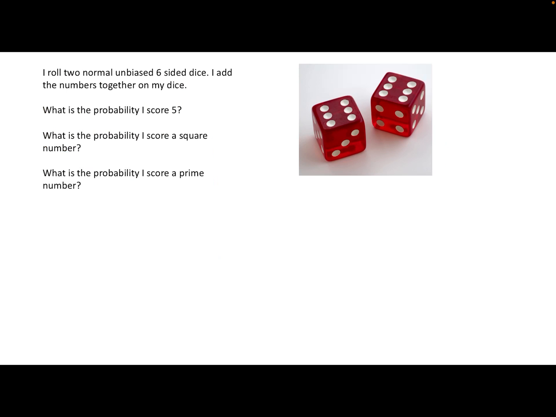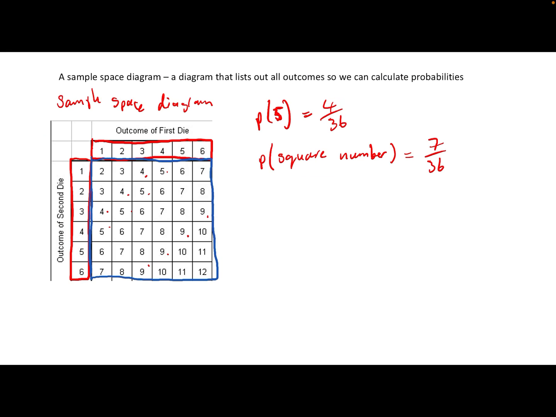Okay, and next one, what's the probability I score a prime number? So what prime numbers do we have here? We have 2, we have 3, we have 5, we have 7, and we have 11. So I need all of those. It's going to be quite high, isn't it? So it's the probability of getting a 2 or a 3 or a 5 or a 7 or an 11.